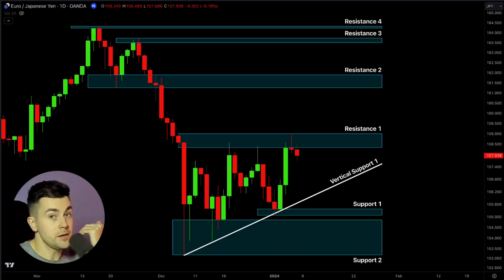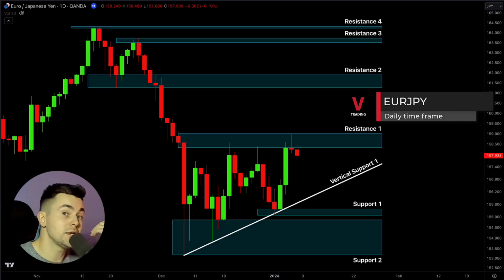This strategy is structure-based, and your task will be to learn to identify support and resistance, key levels, supply and demand zones, and the trend lines. The better you identify the key structures, the higher will be the accuracy of your trades. Here is the structure analysis that I executed on Euro-Yen pair on a daily time frame.